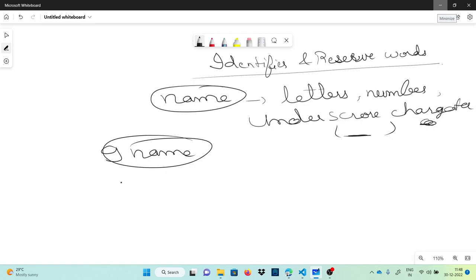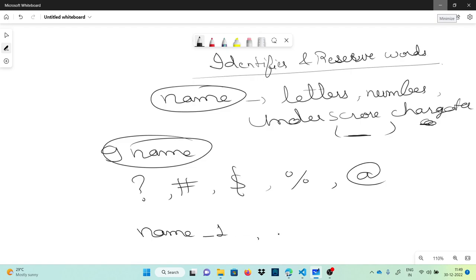Okay, special symbols such as question mark, dollar, percentage, and at the rate are not allowed in identifiers. So examples of identifiers are name, name1, or salary, whatever, anything can be an identifier. Salary12, so this is also an identifier.